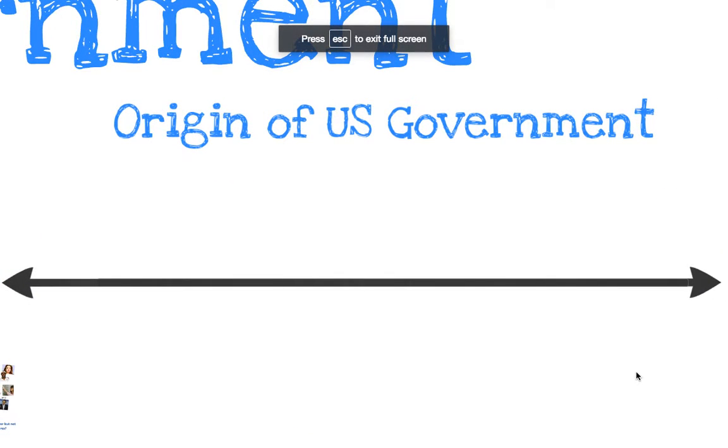So today we're going to talk about the origin of the U.S. government. So we're going to kind of do a timeline first. So if you will, on your paper you should have a line, and we're going to be doing it on the longer side of the paper.